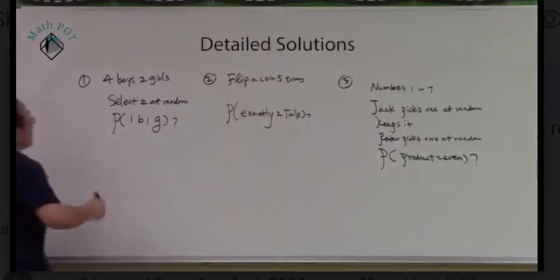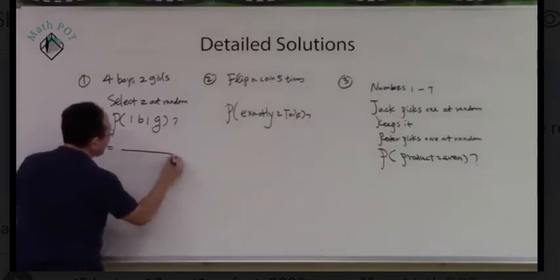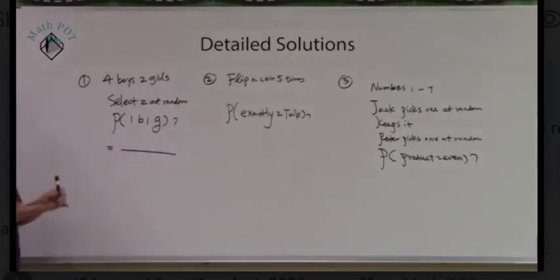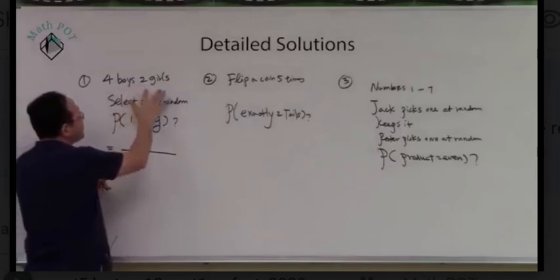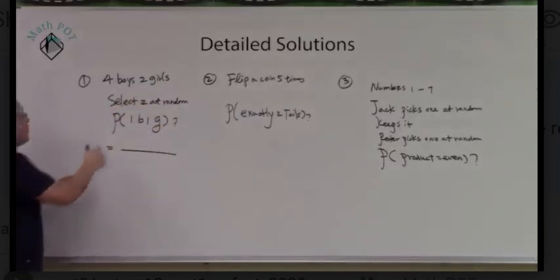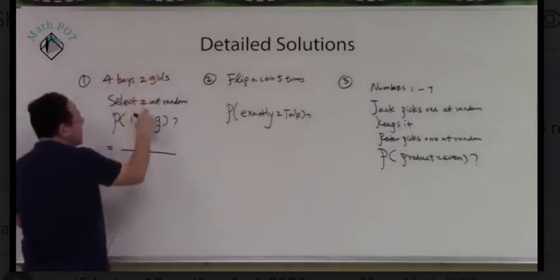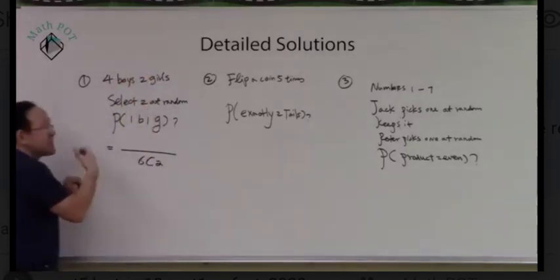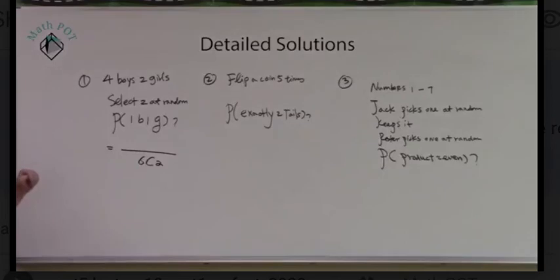So the first one is very clear. This is nothing but two counting problems. Think about the first counting problem: we have 4 boys and 2 girls, and we want to select 2 at random. How many ways are possible? It's very clear. Combine everything together and choose 2. That gives us nothing but 6C2, which is our total outcomes.